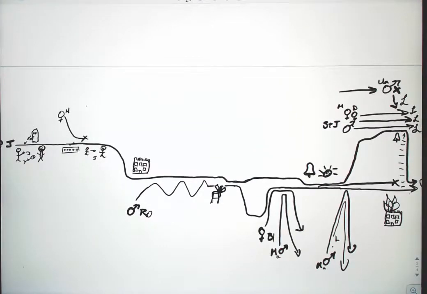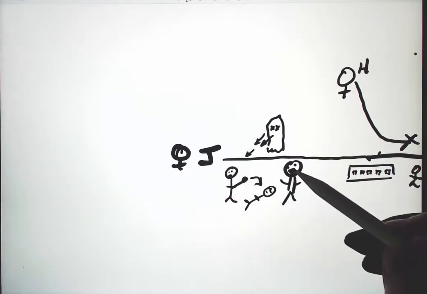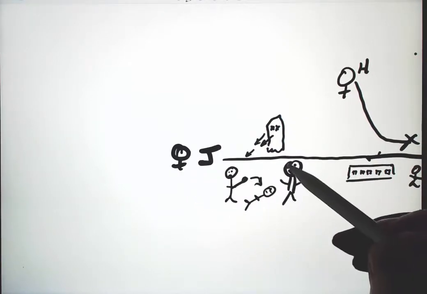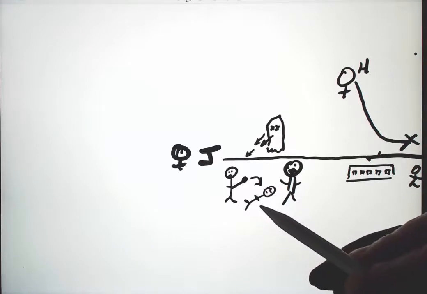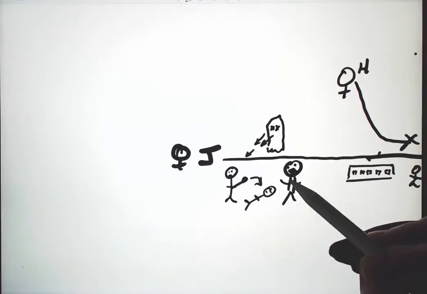Here's an overview of the plot of Jane Eyre in sketches. Let me walk you through it. Jane Eyre starts as a child, living with her aunt and her cousin. It's not happy. Her cousin is abusive. Jane finally gets angry and hits him. He complains to his mother.